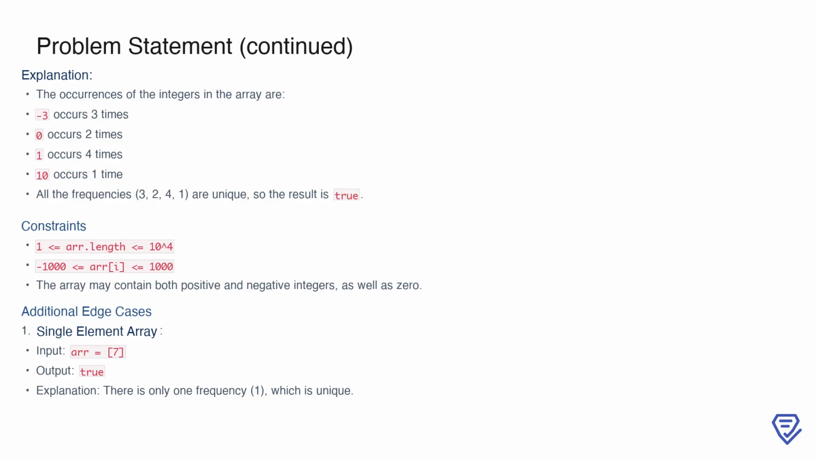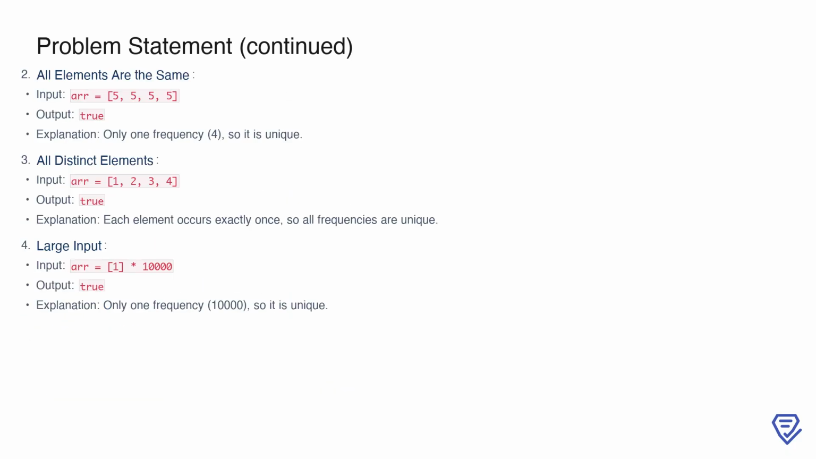Here's another example to further clarify. If the input array is -3, 0, 1, -3, 1, 1, 1, -3, 10, 0, we can calculate the occurrences as follows. -3 appears 3 times, 0 appears 2 times, 1 appears 4 times, and 10 appears just 1 time. The frequencies are 3, 2, 4, and 1. Since all of these numbers are distinct, the function will return true. This example illustrates how the problem handles both positive and negative integers, as well as 0, and still focuses solely on the uniqueness of the frequency counts.